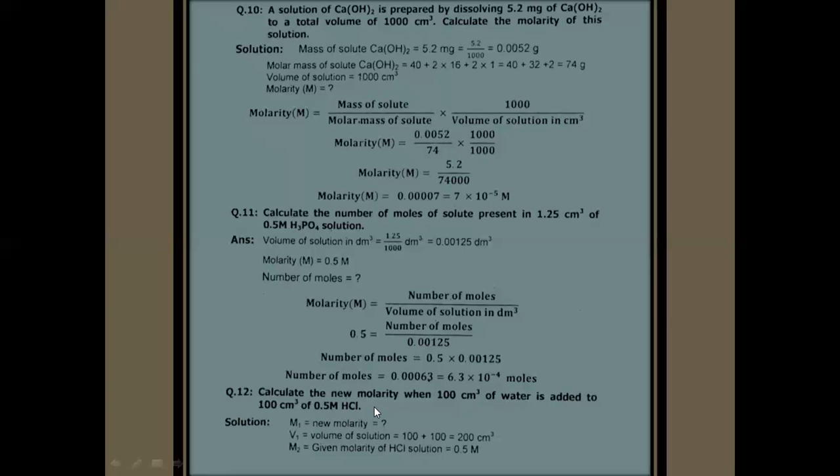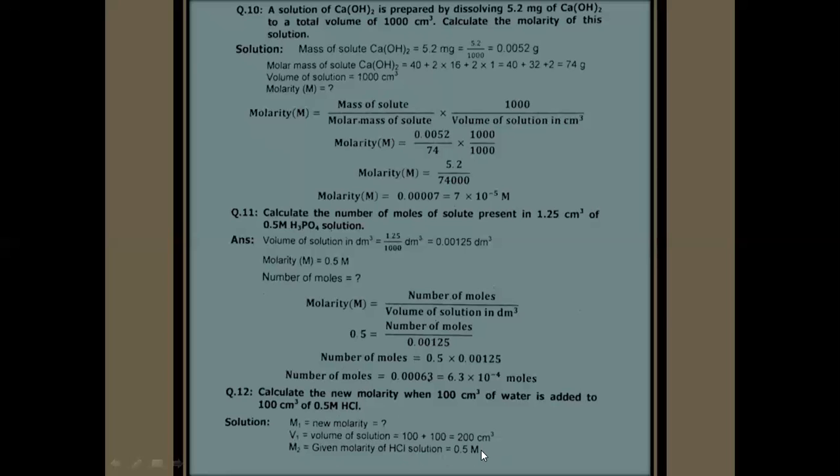Very important question, dear students, and mostly the students make a mistake in this question by writing the volume. They write 100 centimeter cube volume, but keep this in your mind that 100 centimeter cube volume was before, and then we add more 100 centimeter cube in it. So 100 plus 100 is equal to 200 centimeter cube. Okay, so V1 you have to write 200 centimeter cube, not 100 centimeter cube. This is the main mistake which mostly the students make.